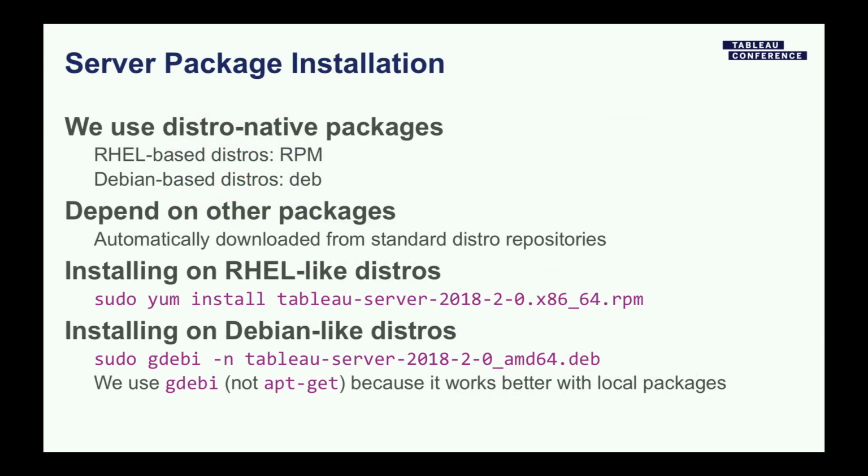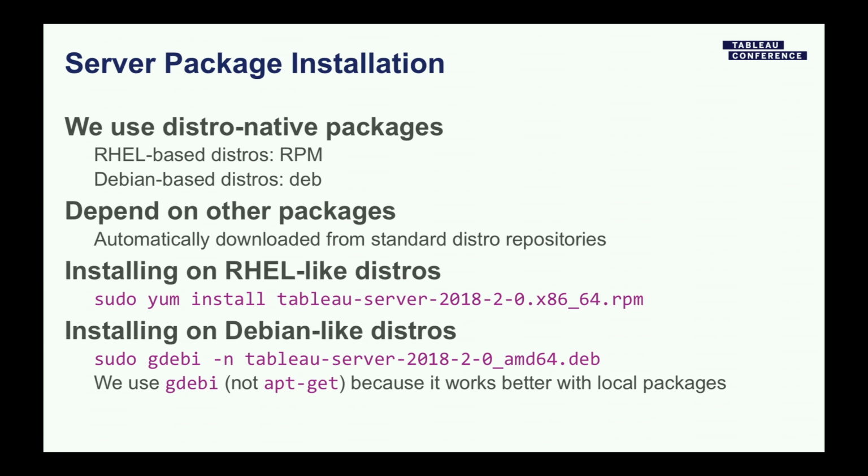We use distro native packages, as I said. On the RHEL-based distros, we use RPM. On the Debian-based distros, we use Deb. And our packages depend on other packages that are available in public repositories. So those will automatically be downloaded as part of the installation process. For RHEL-like distros, we use Yum to install packages. And for Debian-like distros, we use gdebi. We use gdebi and not the standard apt-get because gdebi is better.